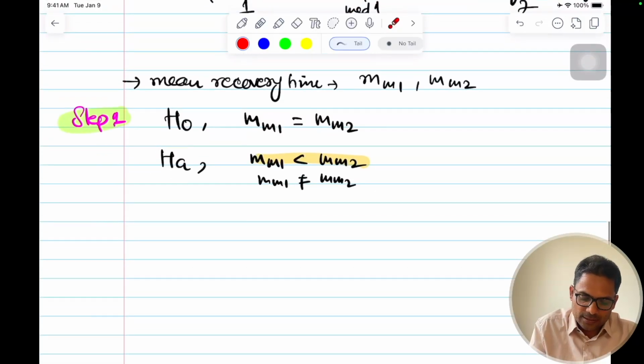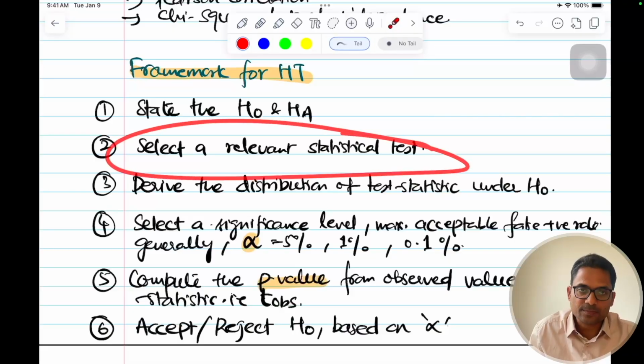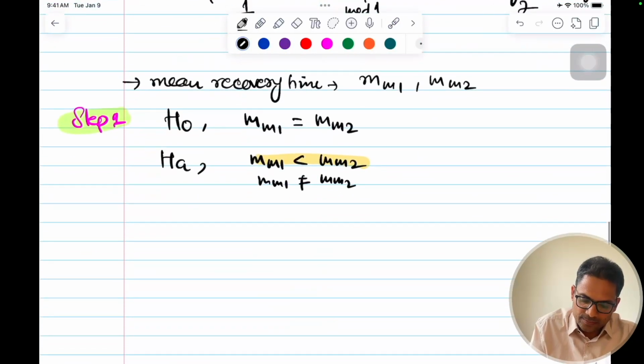And what are the tests? So this is step 1. Step 2, select a relevant statistical test. So what are the choices that we have? Step 2, relevant statistical tests. I have two options here.